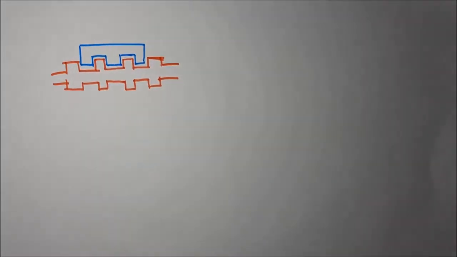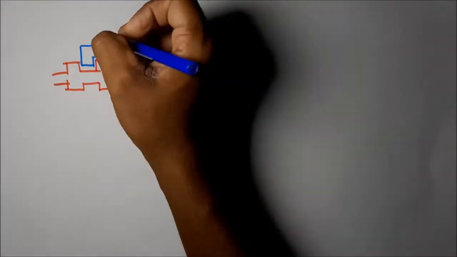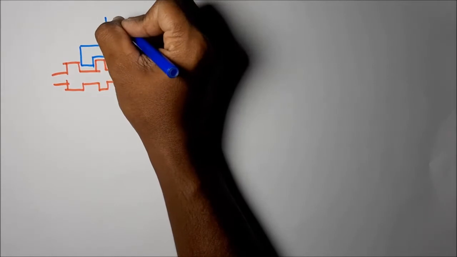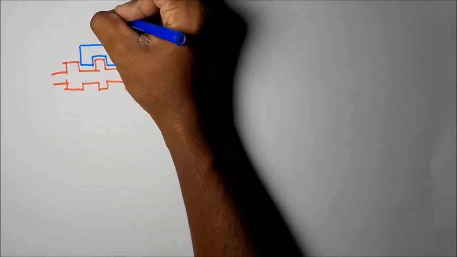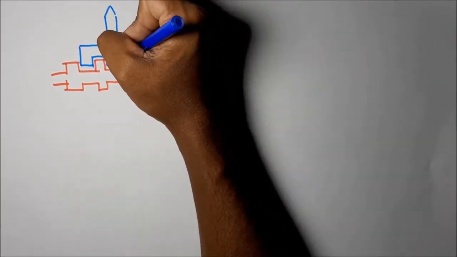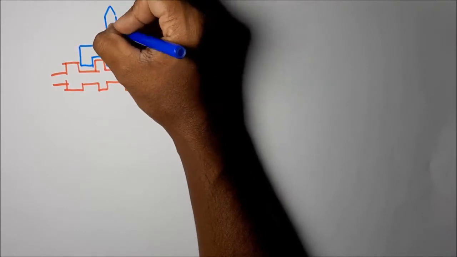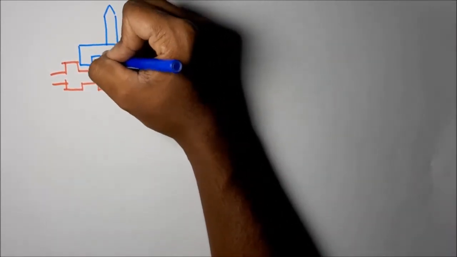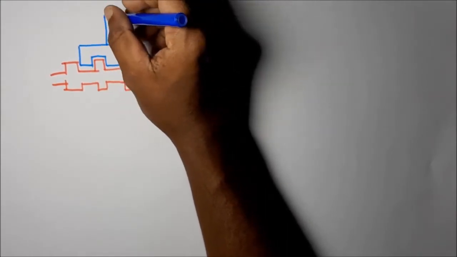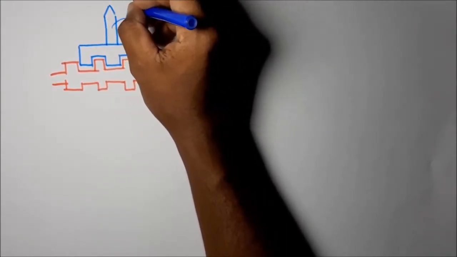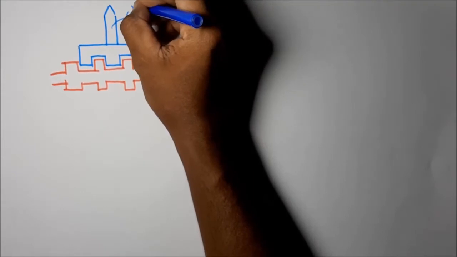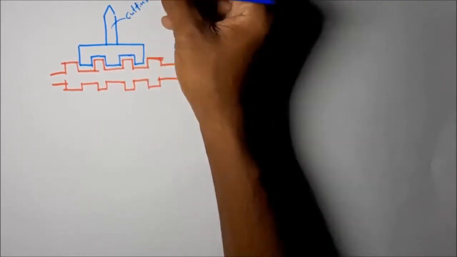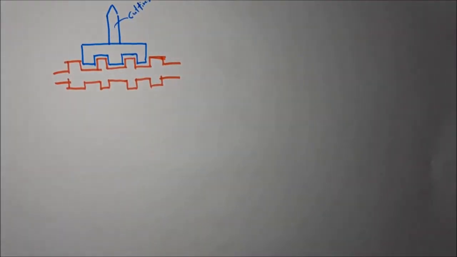Then the cutting tool is connected to the saddle, and the saddle is connected to the half nut. This connection I will draw in this way. The cutting tool is connected to the half nut. That connection I will draw in this way.